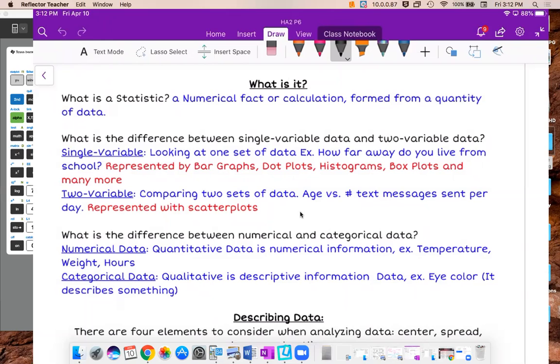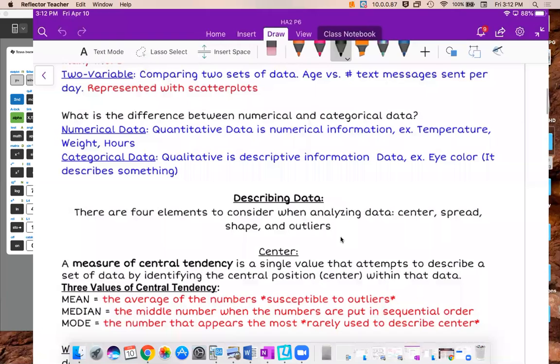And then you also have two variable data sets, which is comparing the two sets of data. So you have like age versus text messages sent, or year in school versus amount of homework and things like that, where you have two different sets of data and you're comparing them. And then those are represented with scatter plots. So you put one set of data on the x-axis, one set of data on the y-axis, and then you compare them. So they make XY coordinate points.